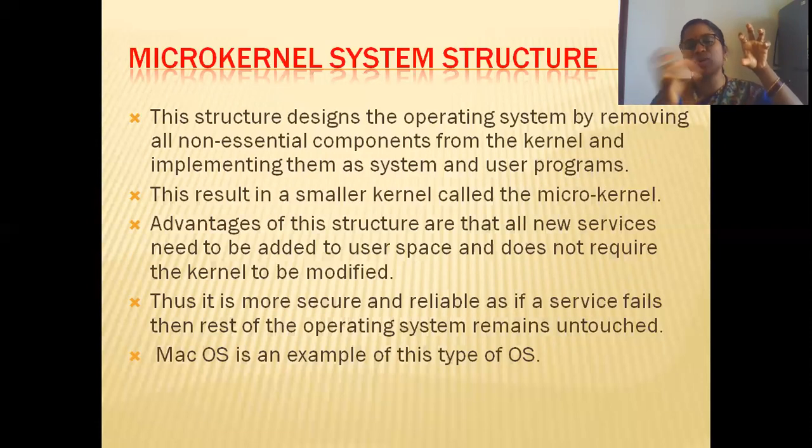So what does it do? In this structure, all the non-essential components are removed from the kernel and implemented as system and user programs. So the non-essential things are taken away from the kernel and made into user programs. This results in a smaller kernel called the microkernel. The advantage of this structure is that all new services are added to user space and do not require the kernel to be modified. So these new services are added at user mode.